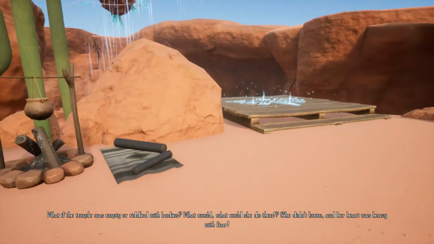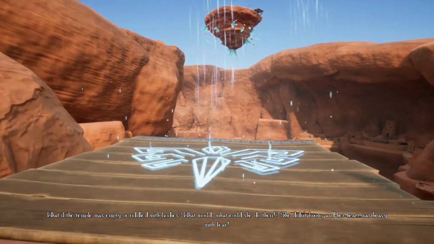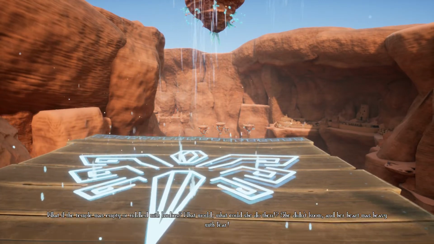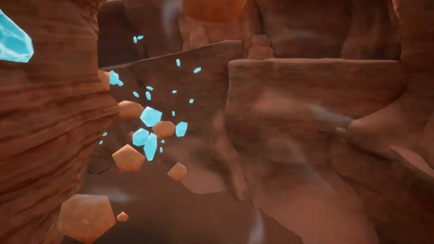What if the temple was empty or riddled with bodies? What could she do then? She didn't know, and her heart was heavy with fear.